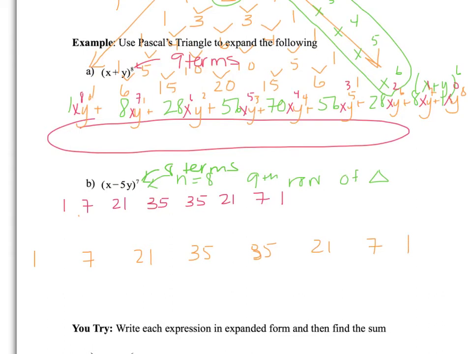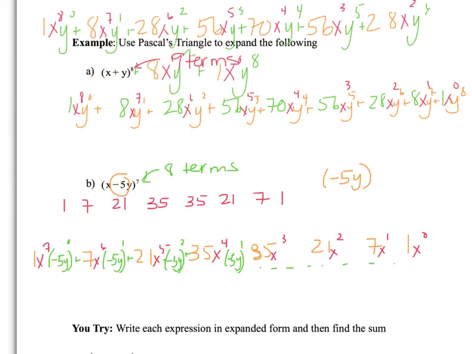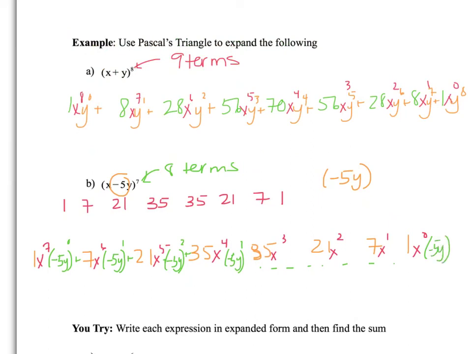My x is going to decrease incrementally from 7, 6, 5, 4, 3, 2, 1, 0. My y is going to increase, but my second term is going to be negative 5y. So what I'm going to do is I'm going to have negative 5y to the 0, plus negative 5y to the first, plus negative 5y to the second, then negative 5y to the third, and so on and so on till I get to negative 5y to the 7th.